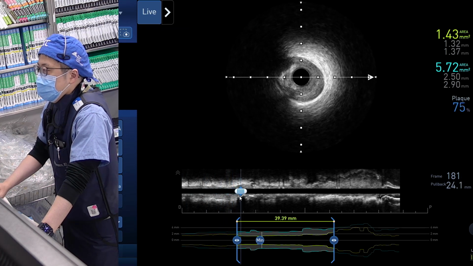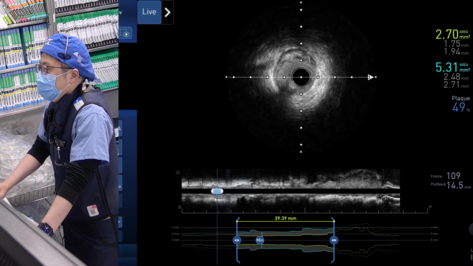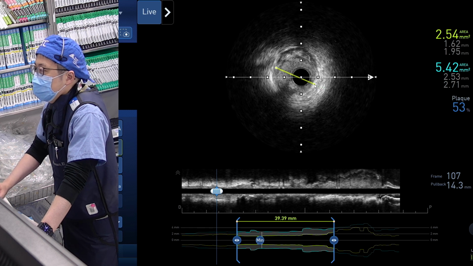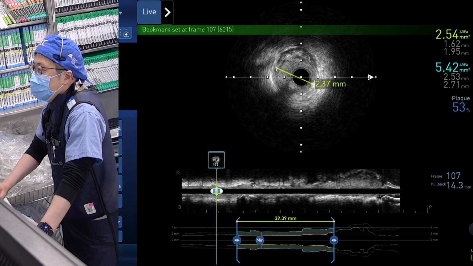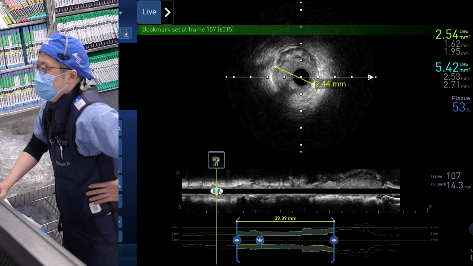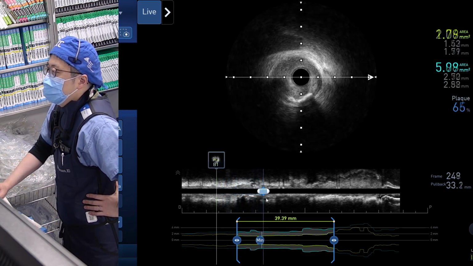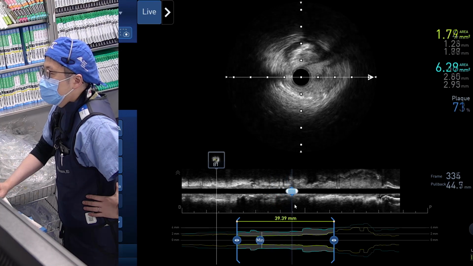How much was the vessel size distal? Distal is a very shrunken vessel, 2.54. Yeah, EEL to EEL is a little bit less than 2.5. I would say we put a 2.5 and post proximally. Sounds good. So you want to put a 2.5 by 48.